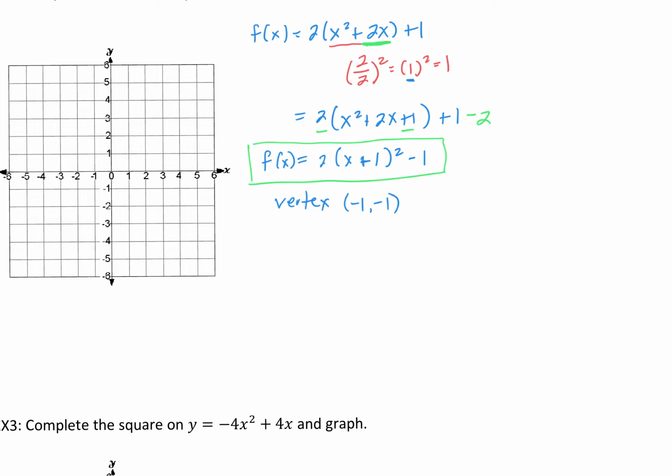But the -1 on the outside, that's the y. That's affecting our shift up and down. So our y value will always be whatever's on the outside of the parentheses, which in this case is -1. We have our vertex, -1, -1, but we also know that it opens up because our a value was a +2.